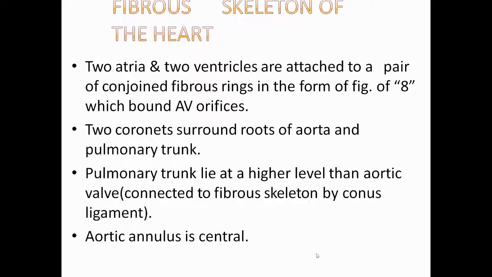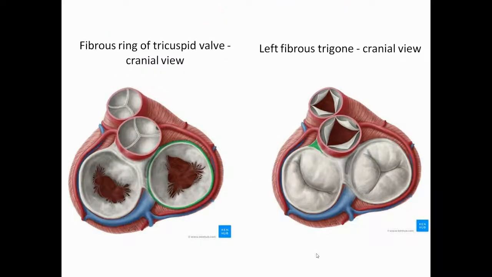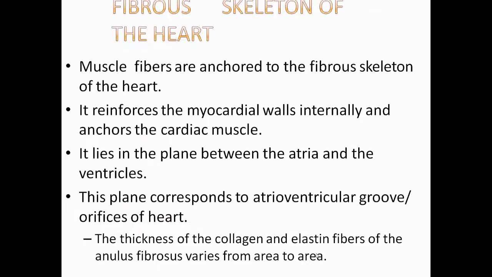In the fibrous skeleton of the heart, the two atria and two ventricles are attached to a pair of conjoined fibrous rings in the form of a figure of 8, which bound the atrioventricular orifices. Two coronates surround the root of the aorta and pulmonary trunk. The pulmonary trunk lies at a higher level than the aortic valve, and the aortic annulus is central. You can see here the fibrous rings that surround the valves, and there is a trigone. You can see what the rings are and what the trigone is.